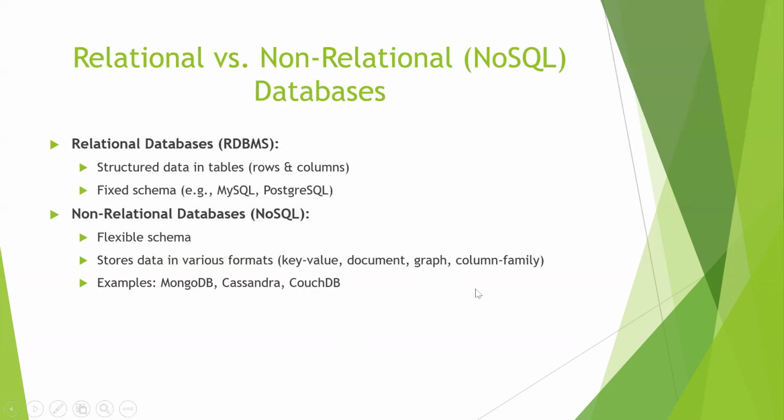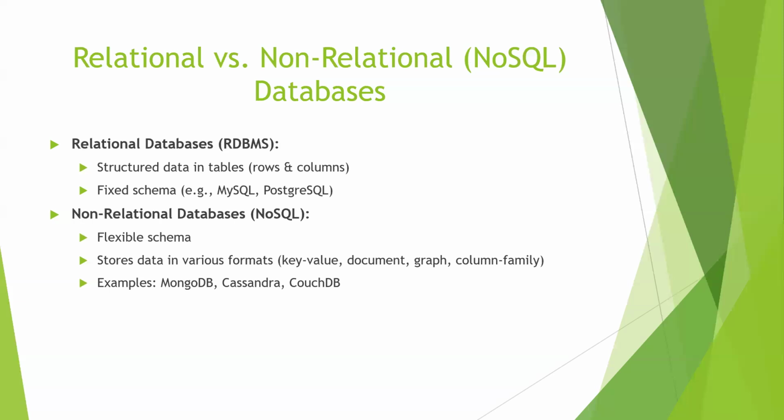Now, second, what is the difference between relational and non-relational databases? Okay, so RDBMS means what? We have a fixed schema, as I told you, which are also called SQL databases. It consists of two things. One is structured data in a table, that is rows and columns, as I mentioned previously. And second, a fixed schema, for example in MySQL and PostgreSQL. They have a fixed schema. We cannot change the schema. Then non-relational database.